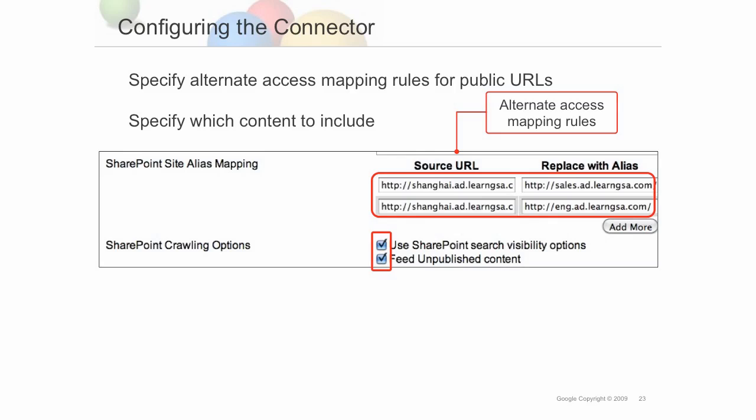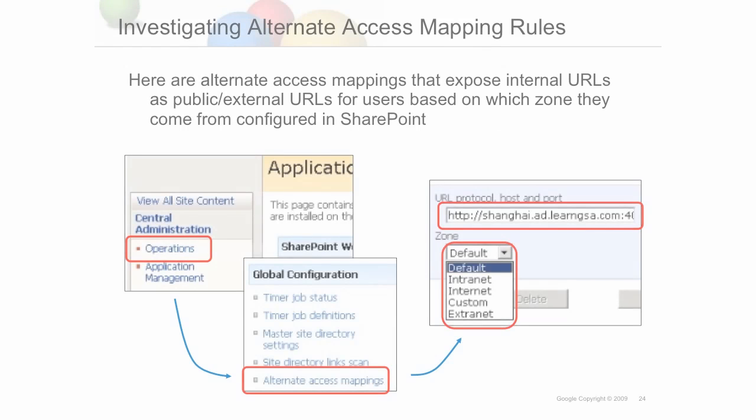Continuing down the page, if you use alternate access mapping in SharePoint to expose internal URLs as more readable or secure external URLs for users, specify them in the site's alias mappings here. You can also specify whether to honor SharePoint visibility options, which determine whether crawlers can crawl and index content, and whether to include unpublished content. Alternate access mappings can be found in SharePoint's Central Console under Operations, Alternate Access Mapping as shown here.